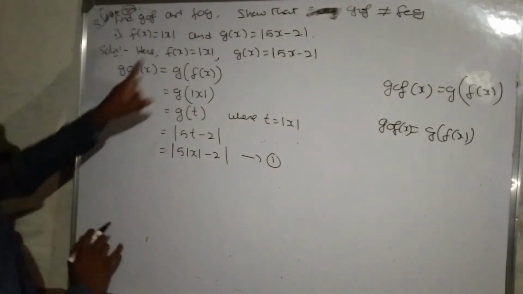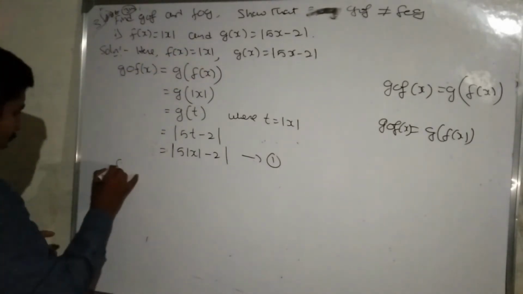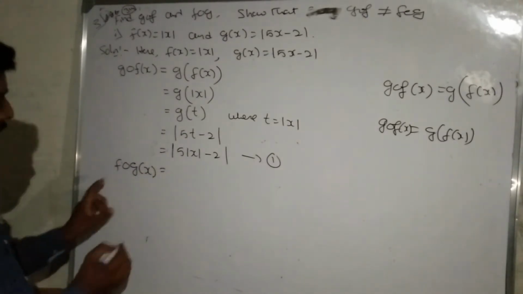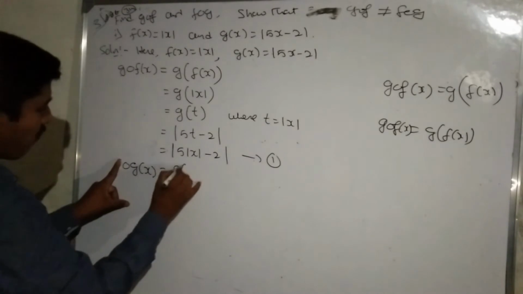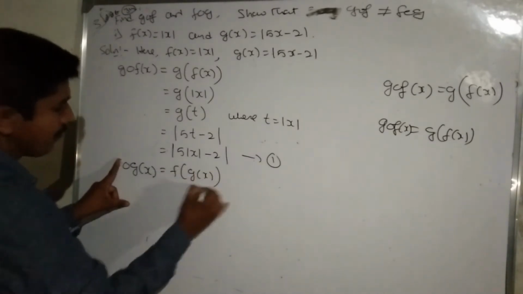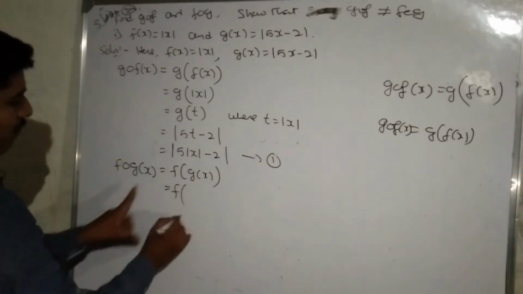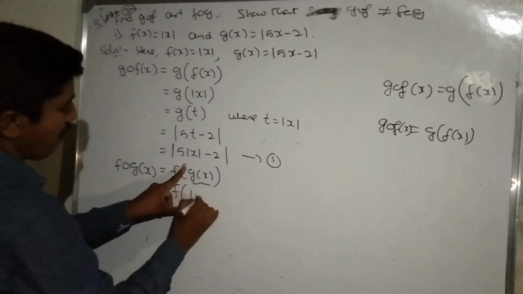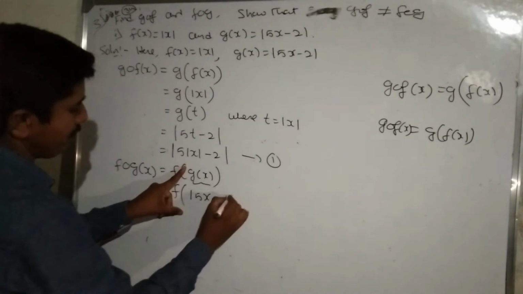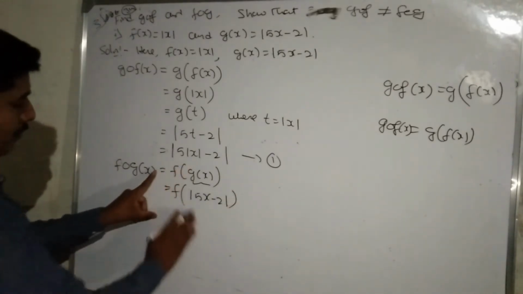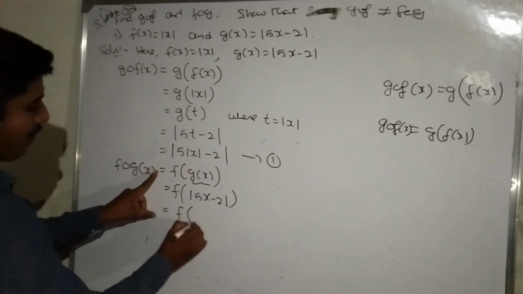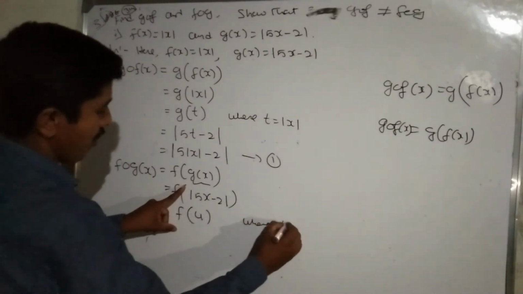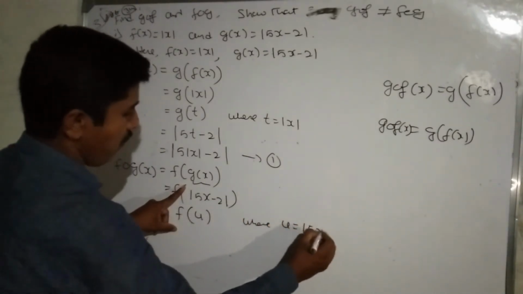Next, find f∘g. Take f∘g, let us take domain element x, defined as f of g of x. F of, substitute the g of x value. Here we have g of x as modulus of 5x minus 2. F of, I am denoting this u, where u equal to modulus of 5x minus 2.